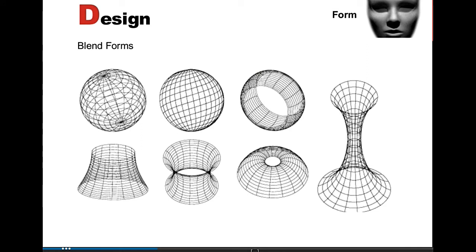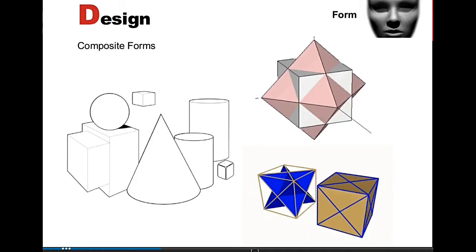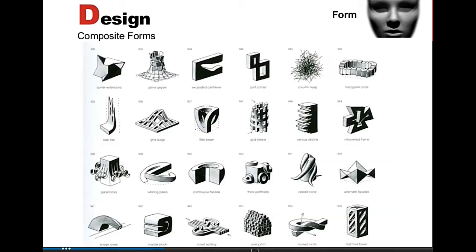Blended forms. Composite forms out of the primary shapes, the circle, the square, and the triangle, you can create what we call the platonic solids or geometric shapes. Composite forms like this in the example. Here are some examples of composite forms. Please watch it very carefully.